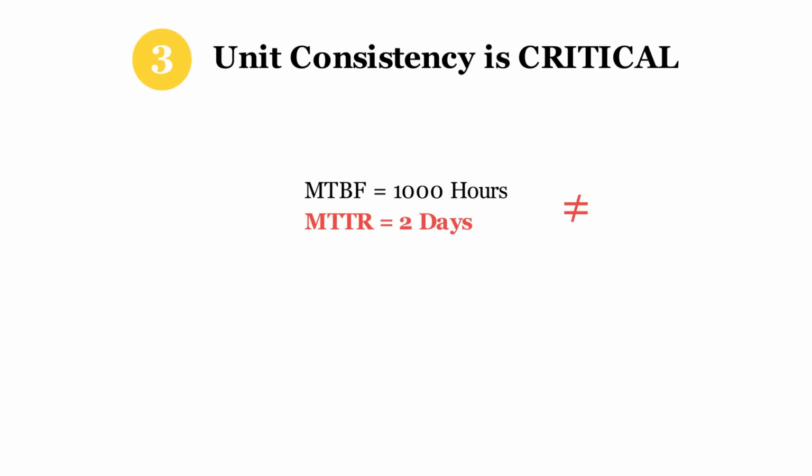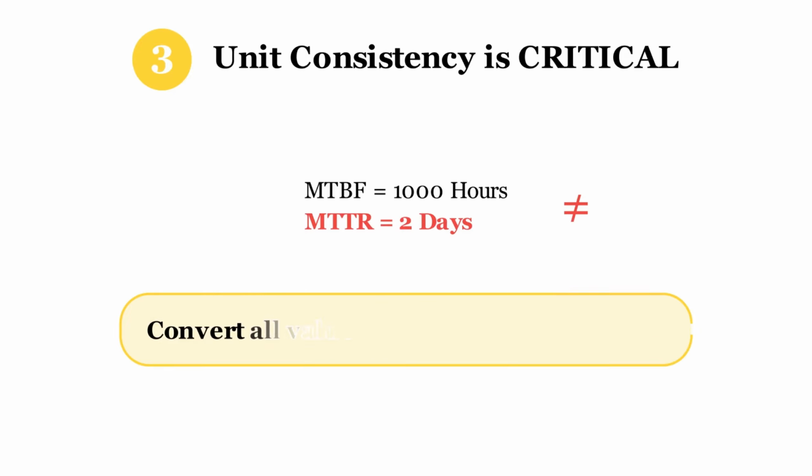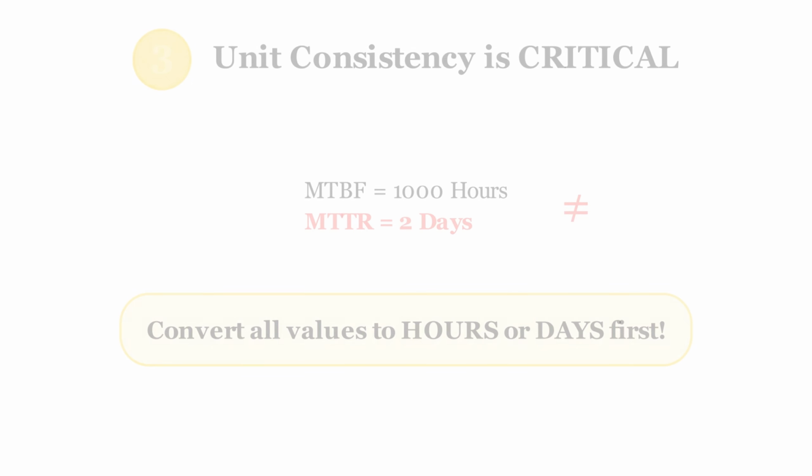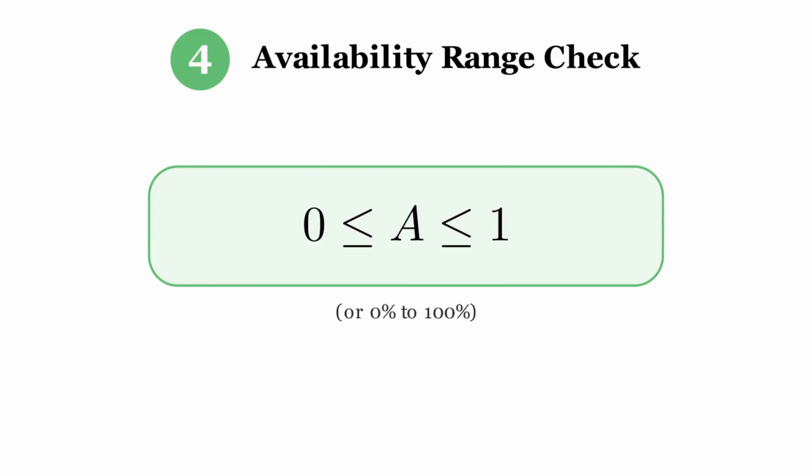Tip 3. Unit consistency is critical. If MTBF is in hours and MTTR is in days, convert them to the same unit before you calculate. This is an extremely common error. Tip 4. Availability is a probability, so it must be between 0 and 1, or 0% to 100%. If you get an answer greater than 1 or negative, you've made a mistake. Go back and check your calculations.